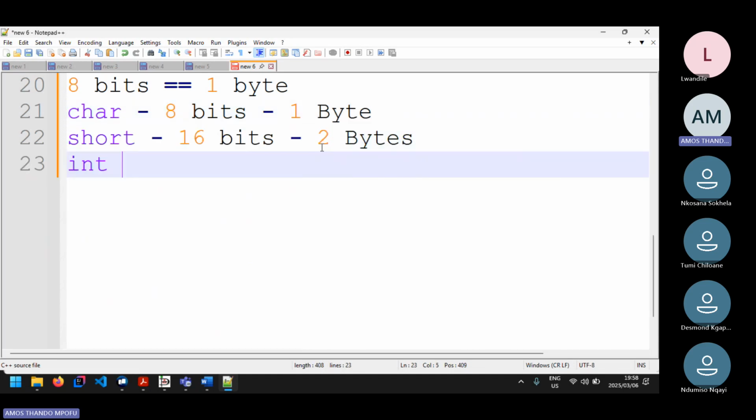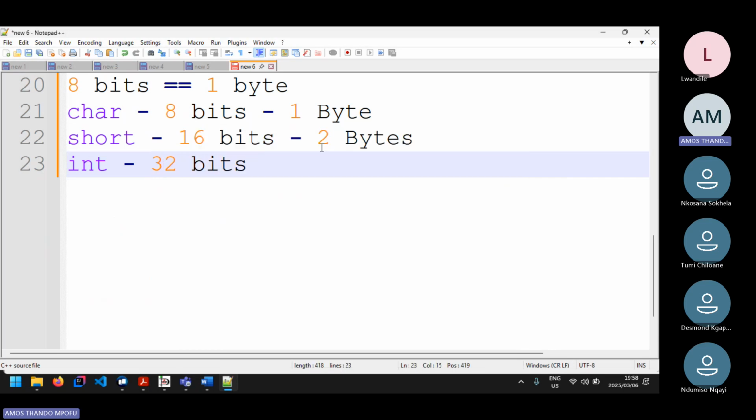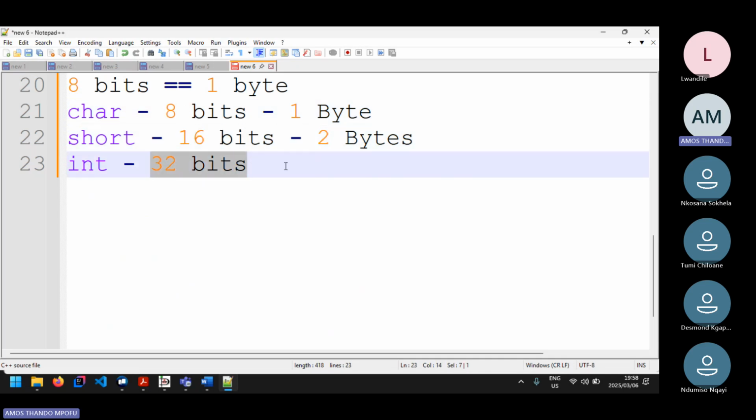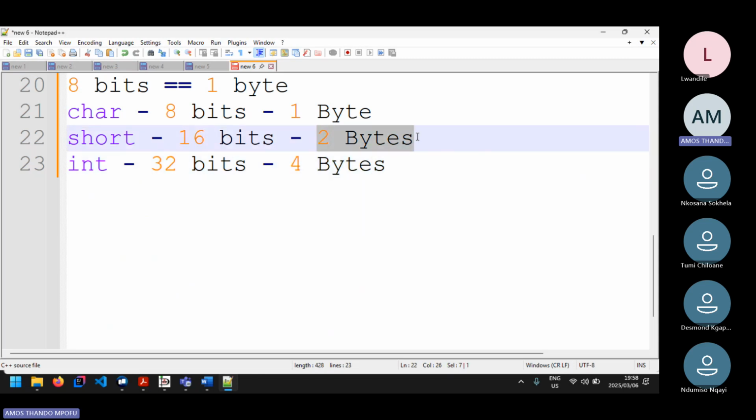And then we go to int, which is 32 bits. So the way it works, you always multiply by 2 to get the next range, especially if you're placing them in order. As you can see, I started at 8, I multiplied by 2, then it became 16. 16 times 2 is 32, and so forth. So this will be now 4 bytes. Why 4? Because the previous one was 2. 2 times 2 is 4. So this will be 4 bytes.